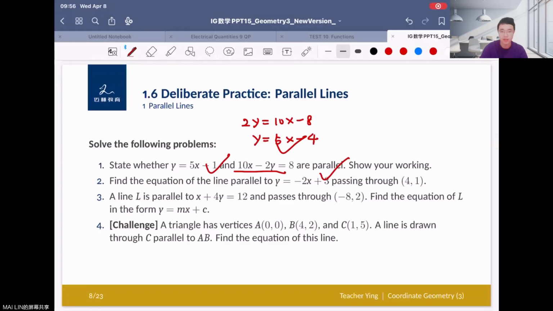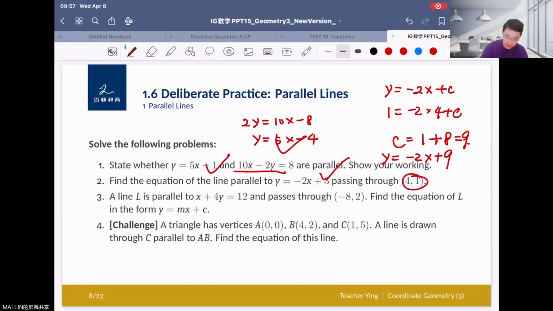And the second question is: find the equation of the line that is parallel to y equals negative 2x plus 3 passing through (4, 1), right? Okay, so because they are parallel lines, we can say both gradients are negative 2, so y equals negative 2x plus c, and we can put (4, 1) into it. That is 1 equals negative 2 times 4 plus c. So now c equals 1 plus 8 equals 9, okay? That is the equation. So we can say the form is y equals negative 2x plus 9, right? That is the second answer.